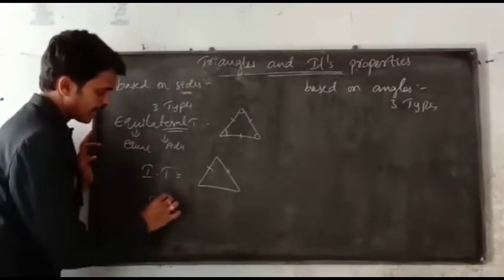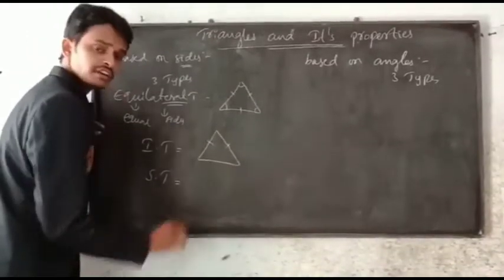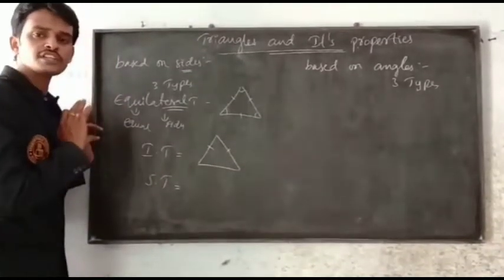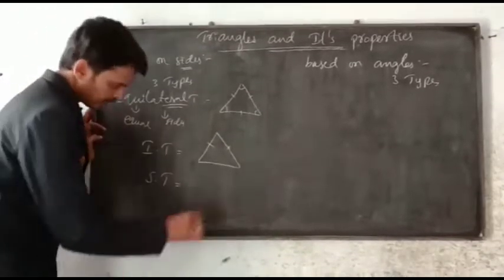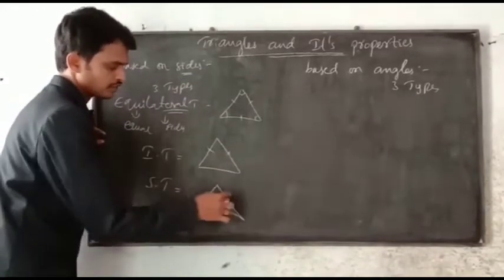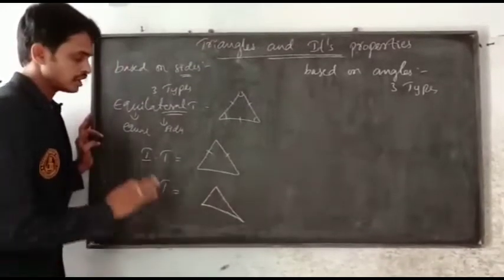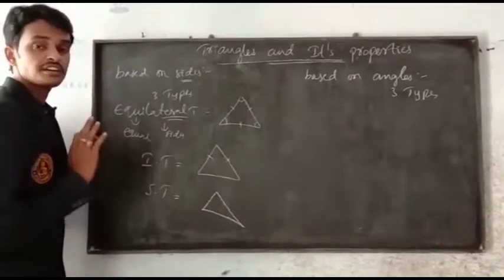Next, scalene triangle. A scalene triangle is nothing but a given triangle in which each and every side is different from the other side, like this. So each and every side has a different length. Then it is called a scalene triangle.